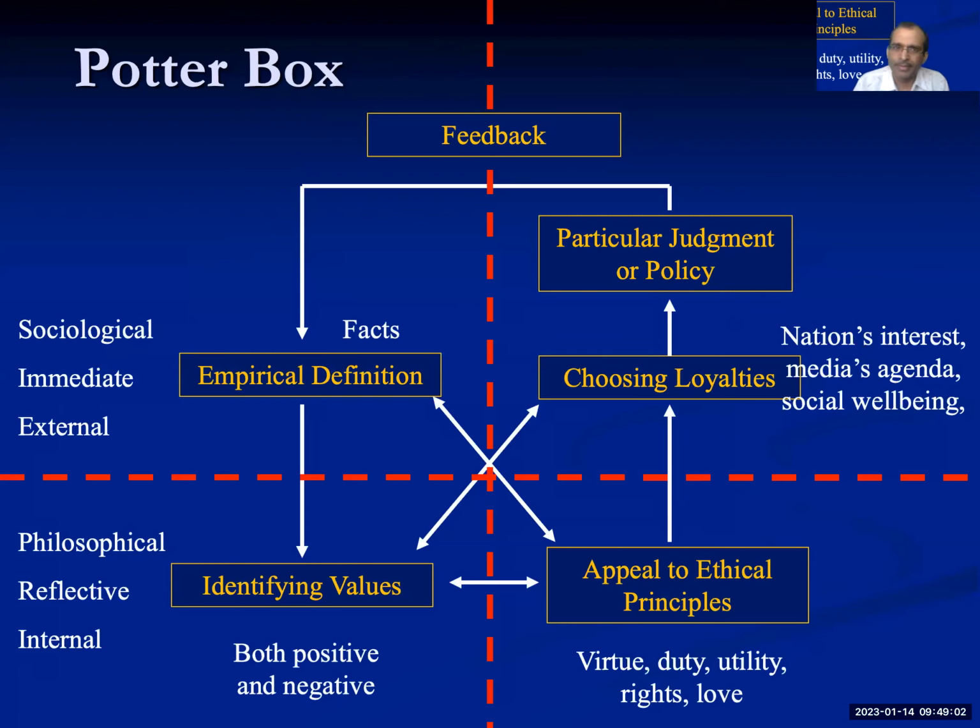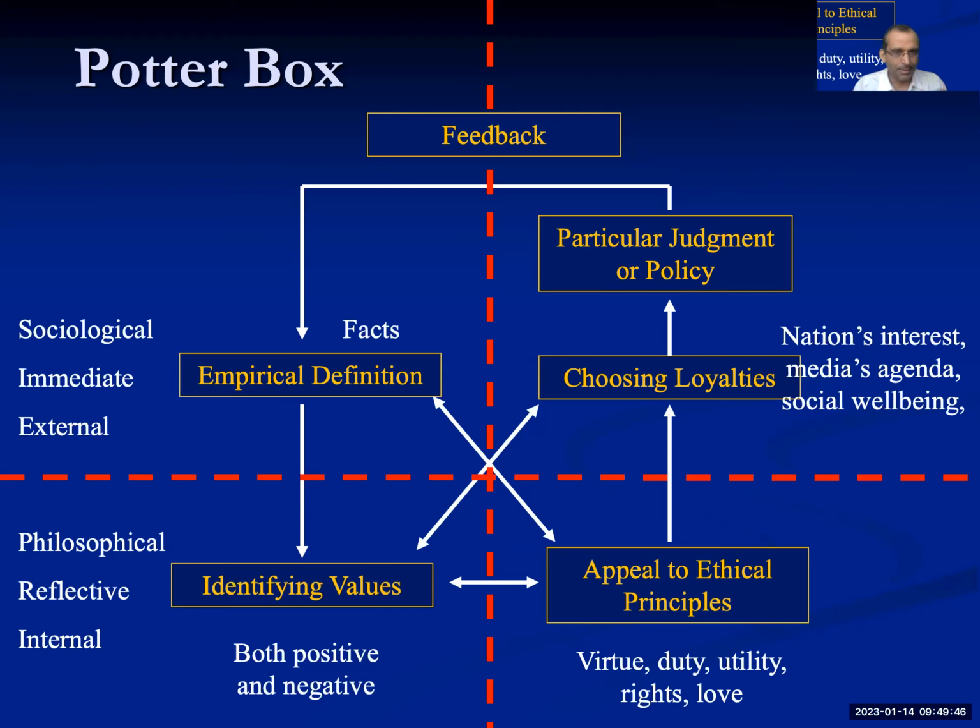So the Paradox model, for example, here: again, fact, empirical definition, meaning the real fact. And then identifying values based on a philosophical, reflective, internal, positive, negative values. Sometimes negative values also, like in the terrorist attack incidents, what we found is the perpetrators are trying to promote hatred between different communities, immigrants and non-immigrant communities, white versus other communities, and they want to play within that. This is also maybe their value. And then appeal to ethical principles, then you apply to some ethical situation: virtue, duty, utility, rights, love, I already said.